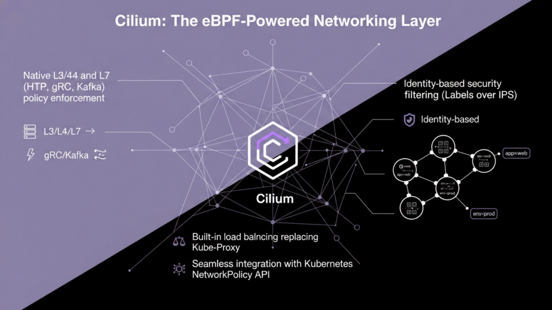Cilium is the leading CNI that leverages eBPF to provide high-performance networking, security, and observability. Unlike traditional CNIs that rely on iptables or IPVS, Cilium uses eBPF to handle routing and load balancing. It understands application layer protocols like HTTP, gRPC, and Kafka, allowing for L7 policy enforcement. Most importantly, Cilium assigns a unique identity to each security group or workload. Policies are then written based on these identities rather than IP addresses. This abstraction is what allows us to scale to tens of thousands of endpoints without sacrificing performance or security posture.